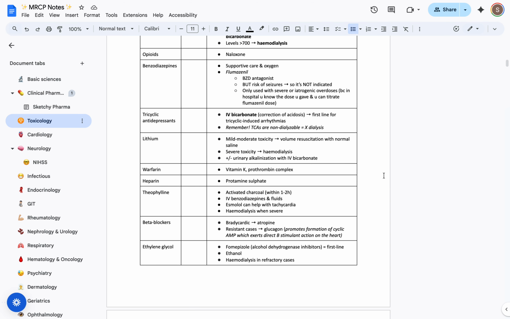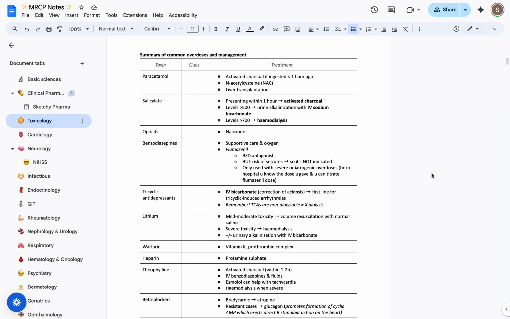Okay. Let's look at the summary of the common overdoses and management. For paracetamol, if ingested less than 1 hour ago, we give activated charcoal. Otherwise, the antidote is acetylcysteine, and then liver transplantation. Salicylate, presenting within 1 hour, activated charcoal. If the levels are more than 500, we alkalinize the urine with IV sodium bicarbonate. If it's more than 700, we do hemodialysis. For opioids, it's naloxone. For benzo, it's flumazenil.